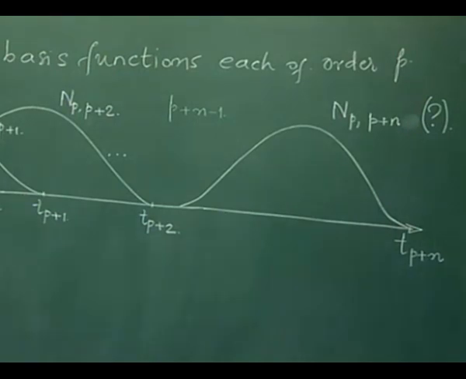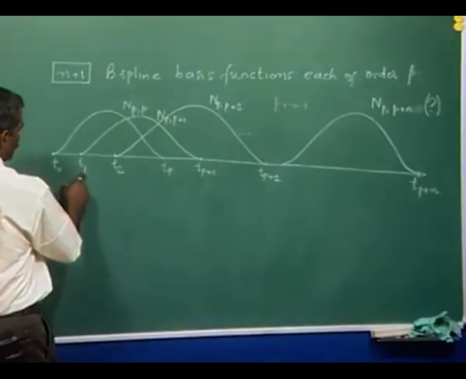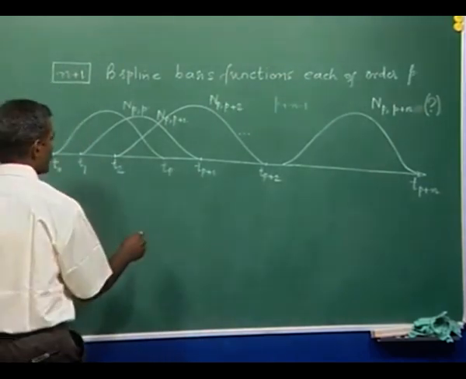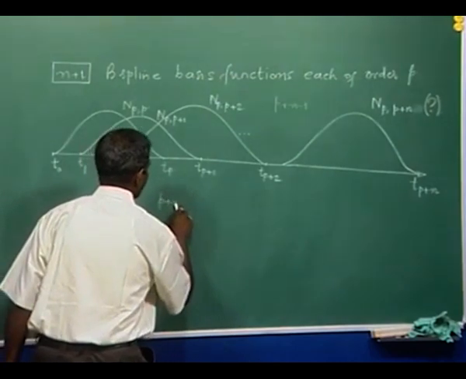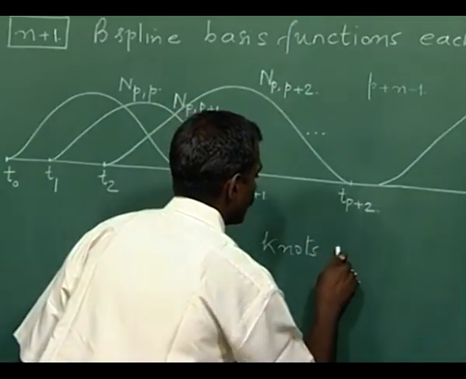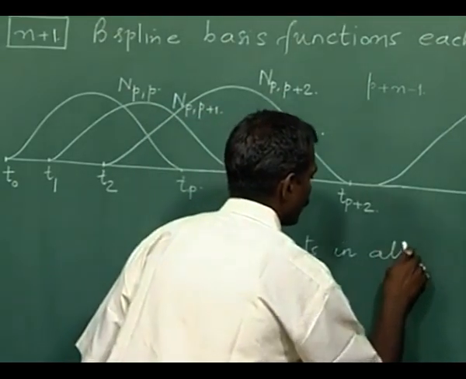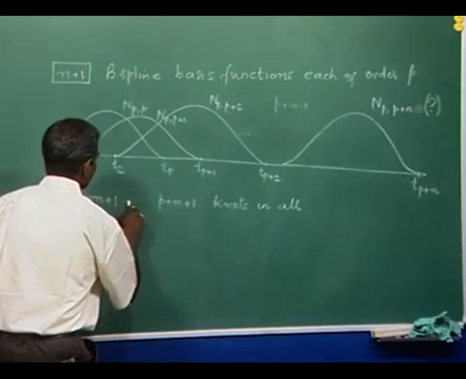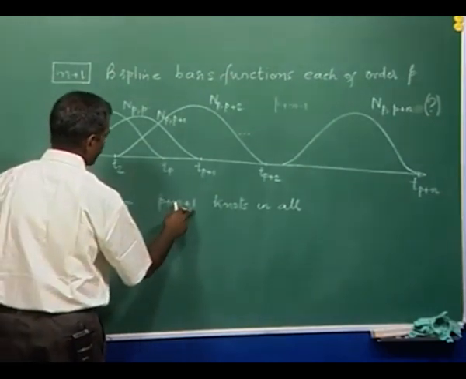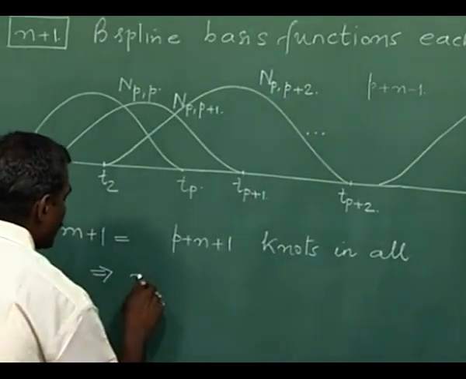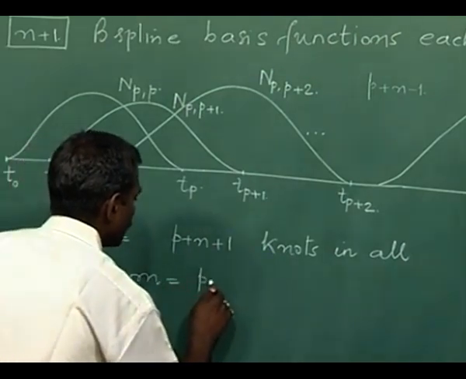Start counting the number of knots. T0, T1, T2 up till Tp plus n. These will be p plus n plus 1 knots in all. And so, if there are m plus 1 knots, they have to be equal to p plus n plus 1, which would imply that m equals p plus n.